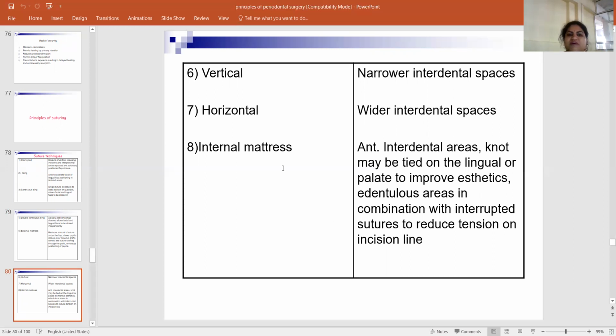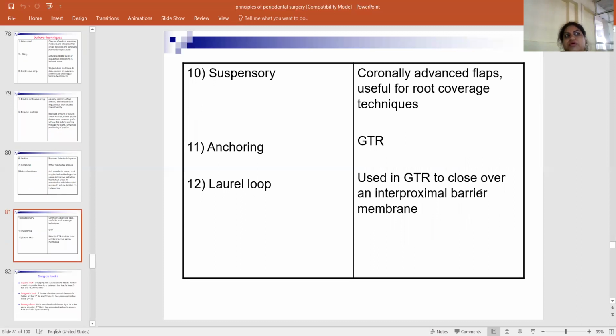So what is the main advantage of the internal matrix? Basically, it helps to decrease the tension on the incision line. So the margins are not everted, and the healing will be by primary intention, and they do not produce any rolled margin after healing.